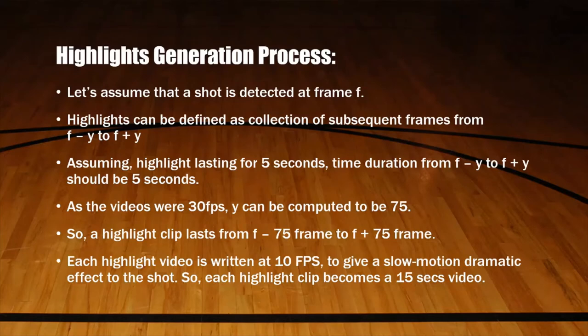I assume that a highlight would last for 5 seconds. Someone would have shot the ball, and if it is a hit, then it would take 5 seconds, before and after that frame, to be called a highlight. That was my assumption. As the videos were 30 FPS, Y can be computed to be 75. That's 2.5 seconds before, 2.5 seconds after, so 2.5 times 30 is 75. So a highlight clip would last from F minus 75 frames to F plus 75 frames.